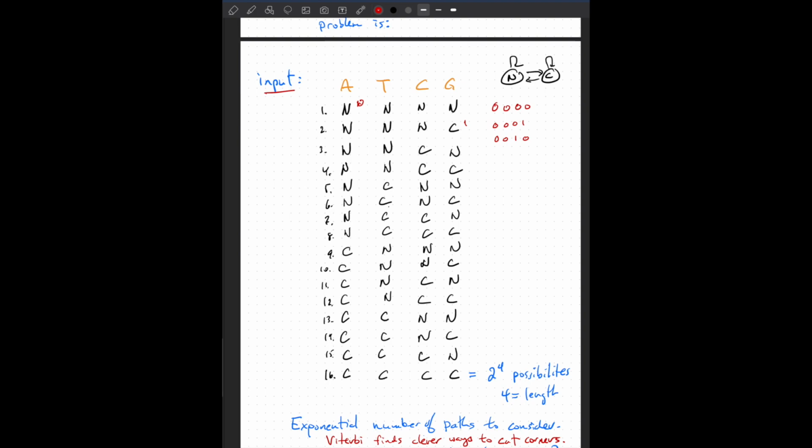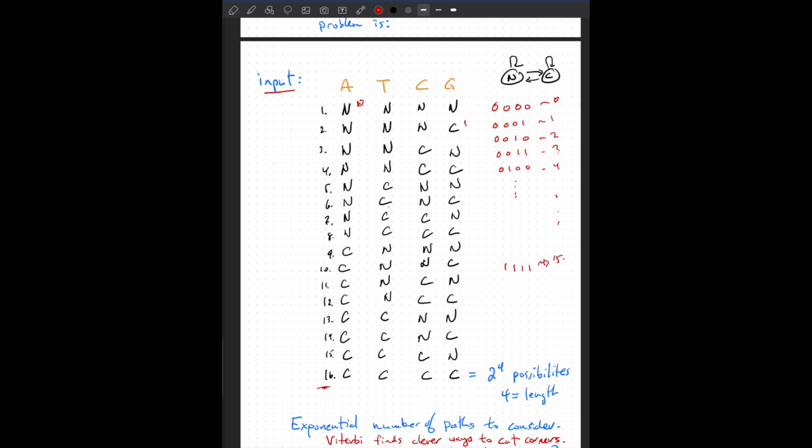That's 2, 3, and then 4 looks like this, all the way down to 1, 1, 1, 1, which is the number 15. So we start at 0, and this is 1, this is 2, 3, 4, all the way to 15. So that's 2 to the 4, 16 possibilities, right?